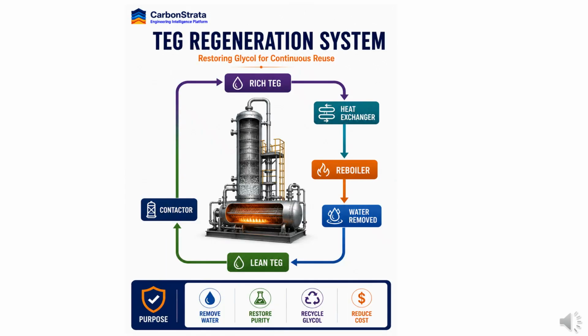bottom. After absorbing water in the contactor, the glycol must be regenerated before it can be reused. The rich glycol is heated in a reboiler, causing water to vaporize and separate from the glycol. Once regenerated, the lean glycol is cooled and returned to the contactor. Efficient regeneration is essential because glycol purity directly influences dehydration performance. This closed-loop process allows continuous operation while minimizing chemical consumption.